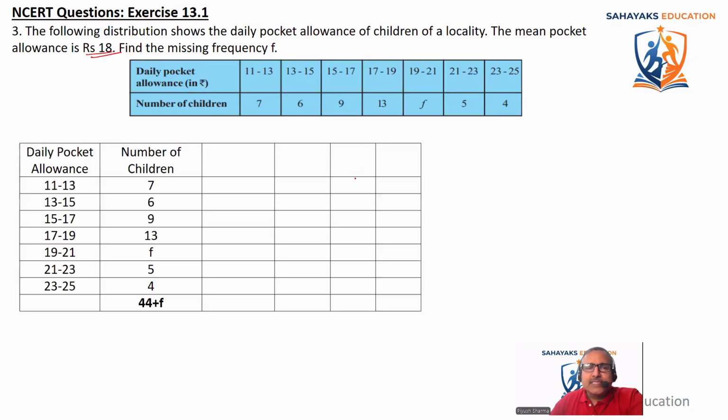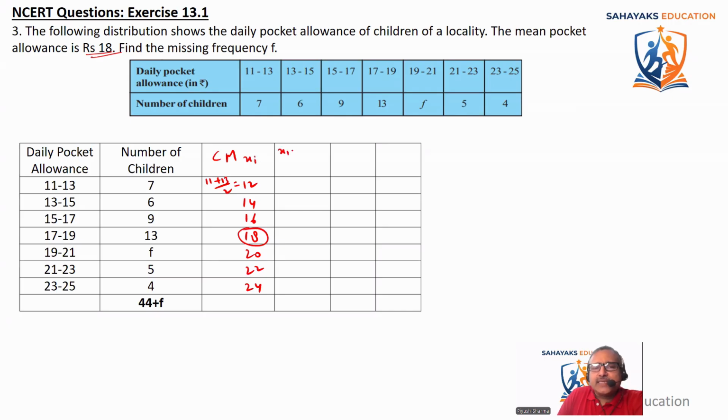Let's compute the same table now. So we are going to make the class mark. Class mark is 11 plus 13 divided by 2. It comes out to be 12. In a similar manner, it is 14, 16, 18, 20, 22, and 24. Okay, we have found the class mark. Now from the class mark, we'll consider something somewhere in the middle as the assumed mean. This is the assumed mean, and this is xi.